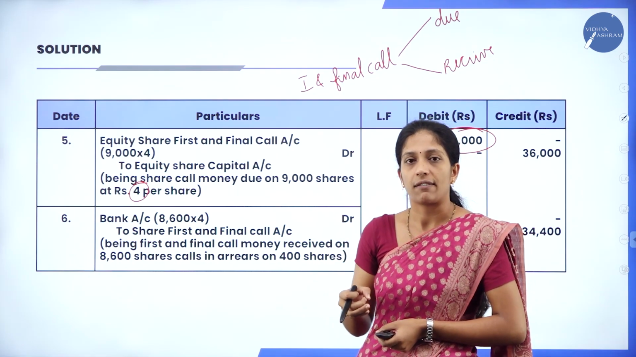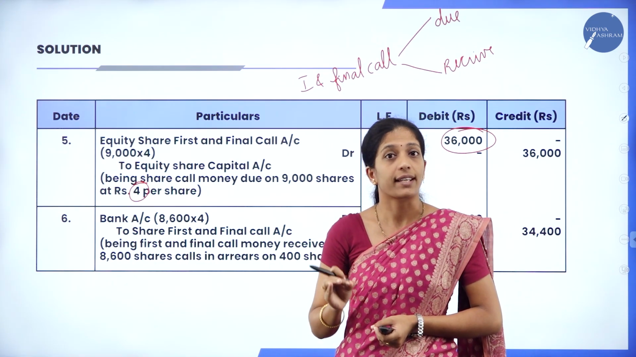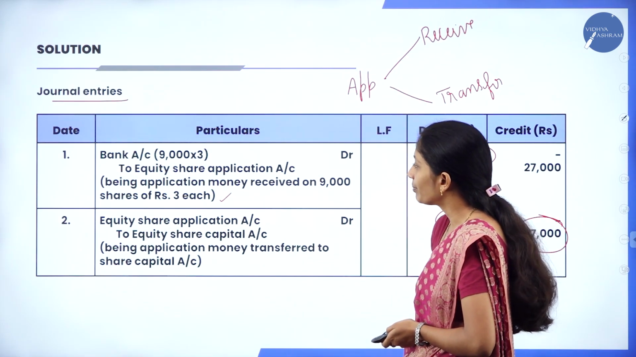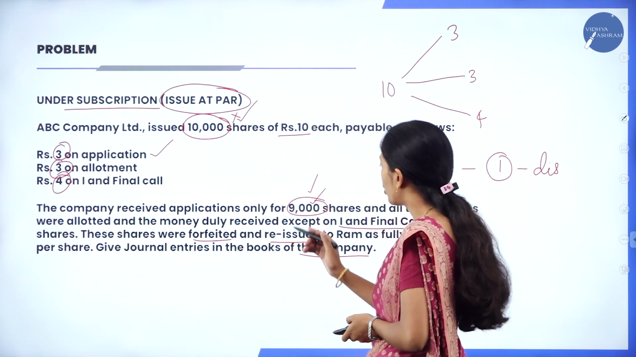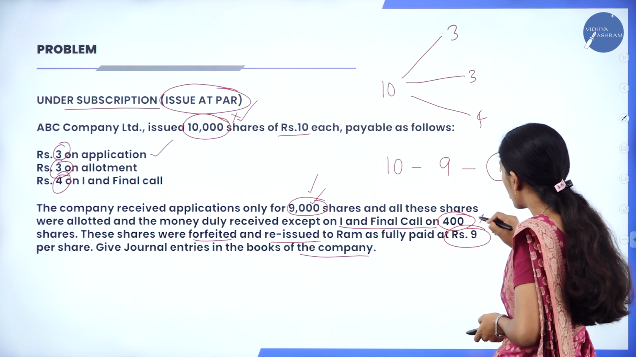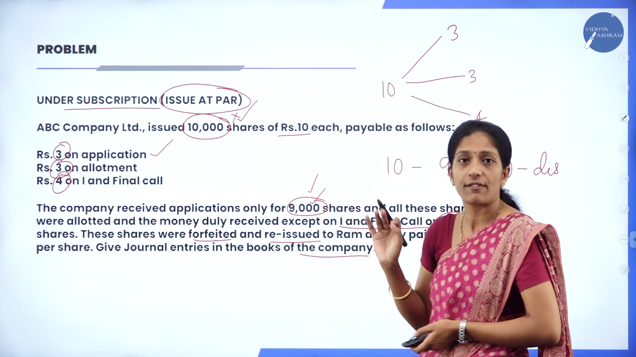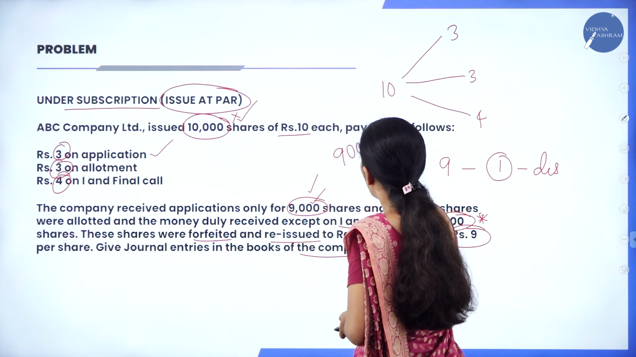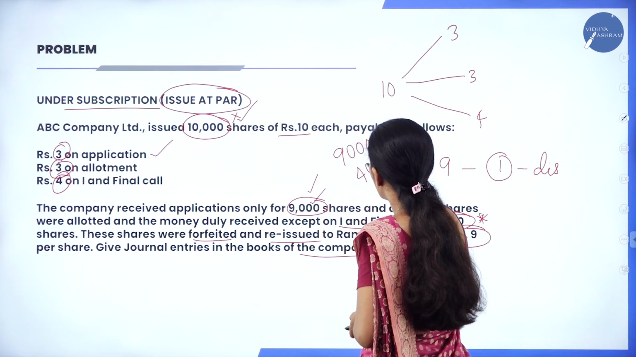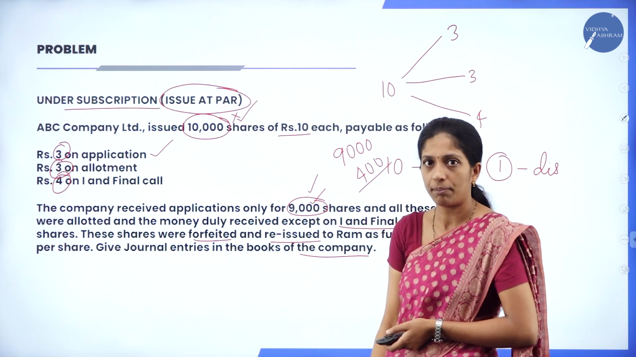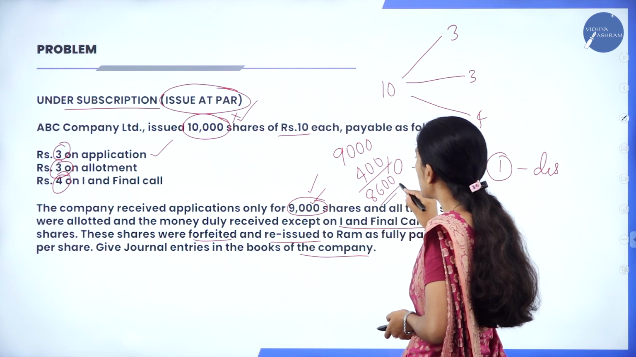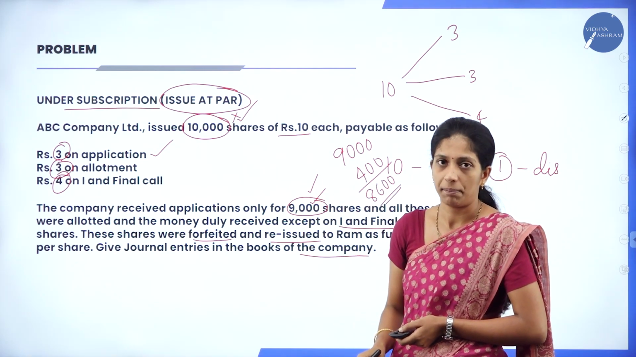Next, we have to receive the first and final call money. Have all the shareholders paid the first and final call money? No. Go through your question once again. Here they have clearly told that out of 9,000 shareholders, 400 shareholders have not paid the first and final call money. In the sense, only 8,600 shareholders have paid the first and final call money.